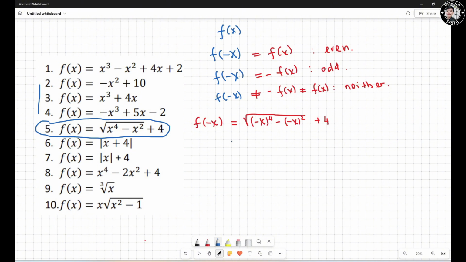So I'm going to simplify this one, right? So it's going to be square root of, now negative s raised to the even power, it should be positive, so s to the power of 4. Negative s raised to the even power 2, so it should be positive, so it's negative s squared. All right, plus 4 outside.